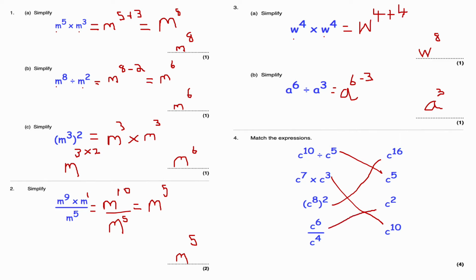This is only true if I have the same base. If I'm multiplying with the same base, I add the powers. If I'm dividing with the same base, I subtract the powers. If it's not the same base, then I can't simplify it by writing it as a combined power. I can't do that.